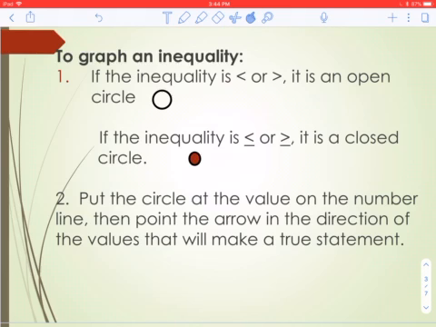So when we graph inequalities, if it's a greater than or a less than, you're going to use an open circle. If it's a greater than or equal to, or a less than or equal to, you use a closed circle. You put that circle, whether it's open or closed, on the value of the number on the number line. And then you point the arrow in the direction that's going to make all of those values true.